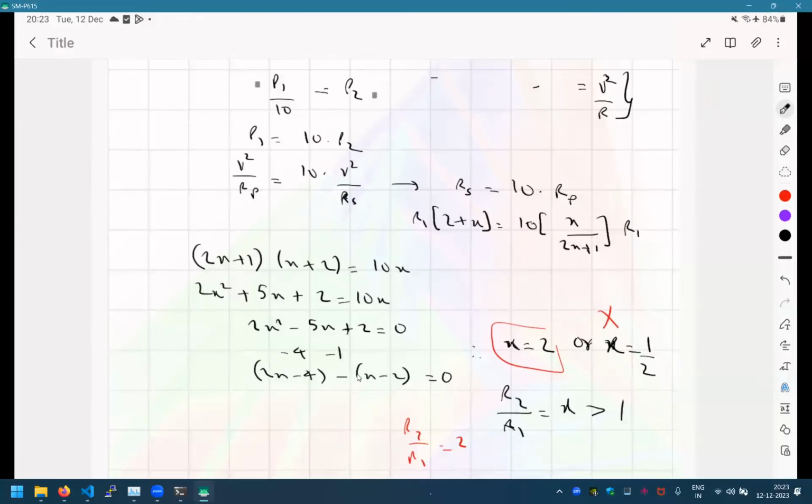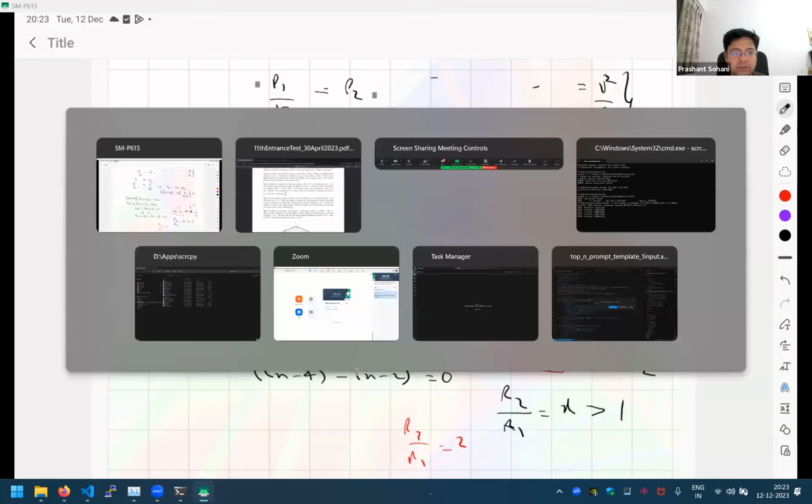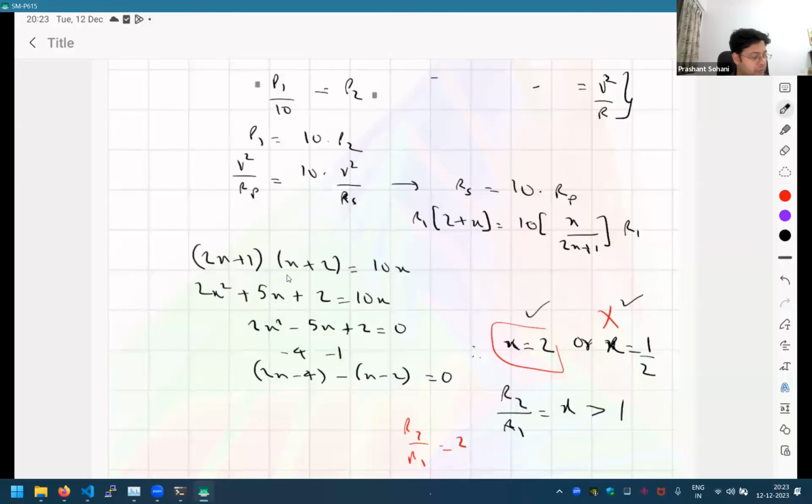Sir, can you tell why x is equal to 2 and not x equal to 1 upon 2 again? See, the quadratic equation has both roots possible, but what the question has told us very particularly is R2 greater than R1. If you read the question, it is given R2 is greater than R1. So which means the ratio R2 upon R1 has to be greater than 1, right? Okay, sir.